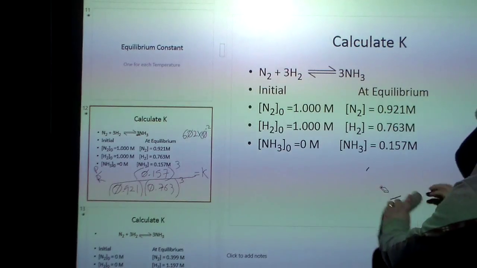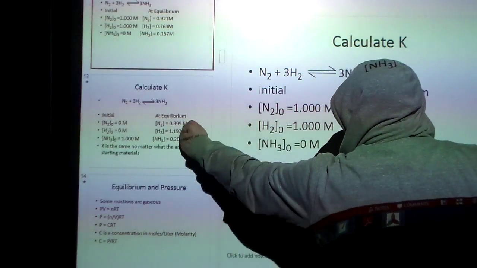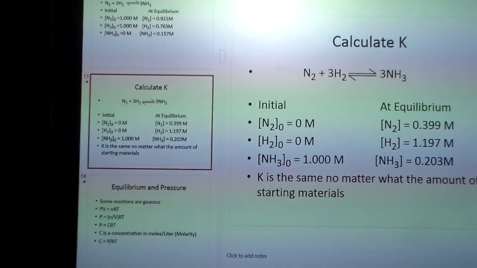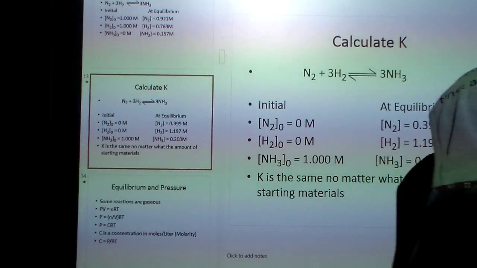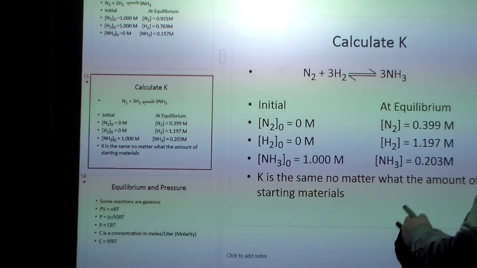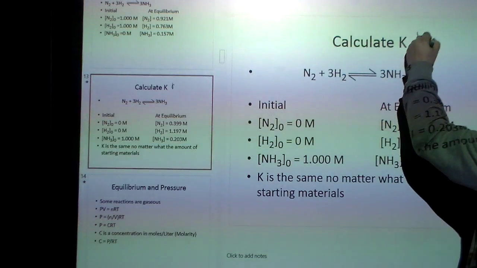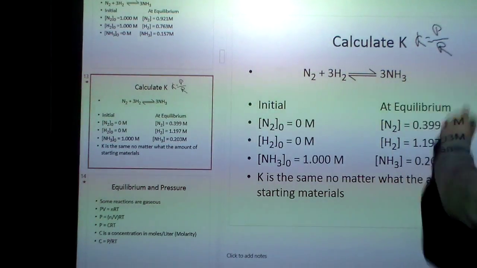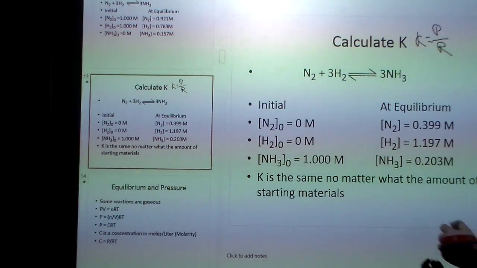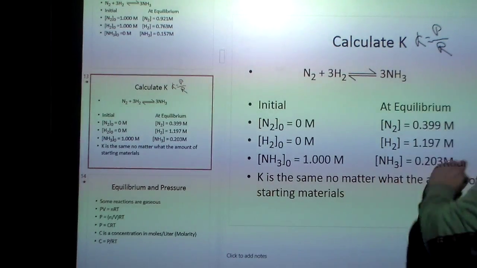Okay, as we are moving on here, let's move on. So here's another problem that we look at. We look at calculating K here again. We're going to do the same thing, except now this is a little bit different. Again, it's going to be product over reactant, so I'm going to write it over here. So K is equal to product over reactant. We're going to do the same thing here.